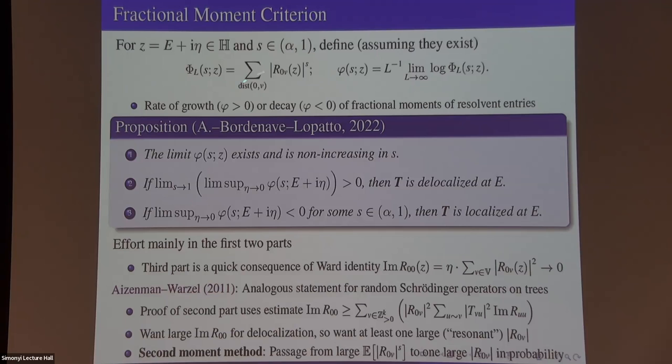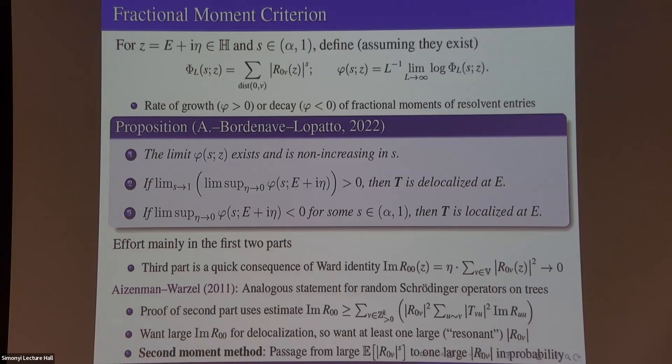I also forgot to include an expectation, so that I'm taking a fractional moment. So this should be expectation, and this should be equals L. Okay, so this is some quantity, and then I want to know whether it's growing or decaying. So I take its log, and I divide by L. This L inverse should be inside the limit, obviously.